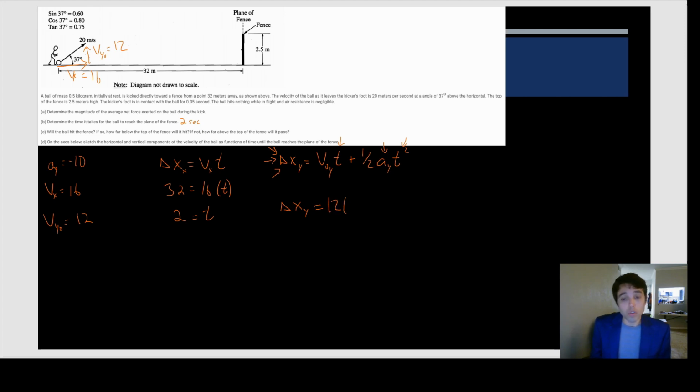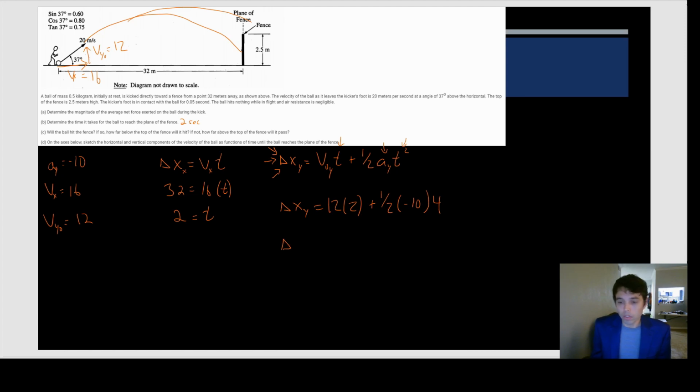What do I use for t? I'm going to use 2, right? Because that's how long it takes to get to the plane of the fence. So when the ball gets to the plane of the fence, am I going to be below the fence, or am I going to be above it? That's the question, right? So I'm going to use a 2 there, plus 1/2 times a negative 10 times 4, because that's 2 squared, right?